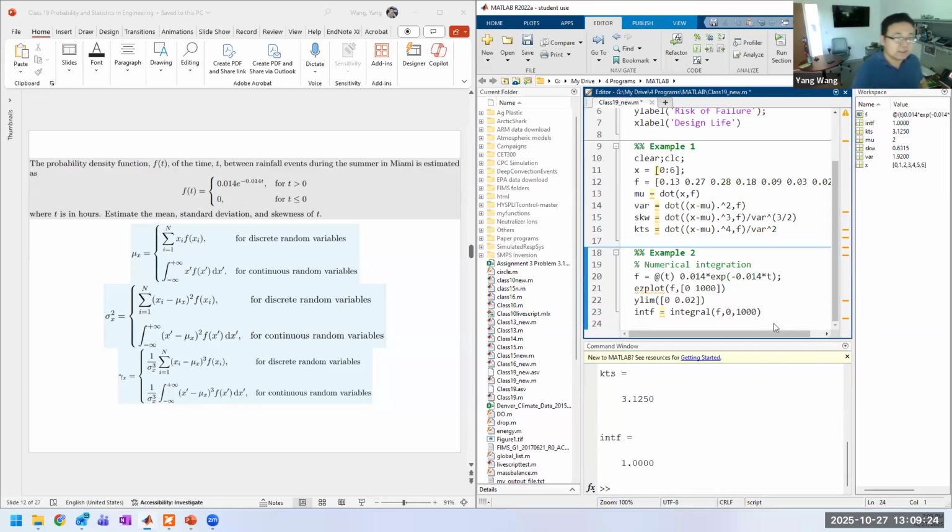Okay, so now we can look at the mean, right? So this is basically the time between rainfall events in hours, right? So time between rainfall events, and then when it's, let's say, close to 1 hour, right? Let's just show this plot again.